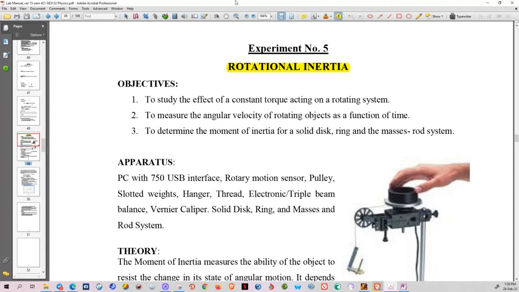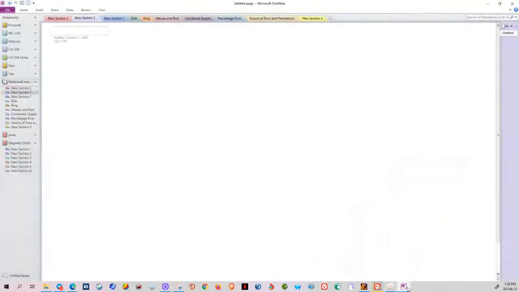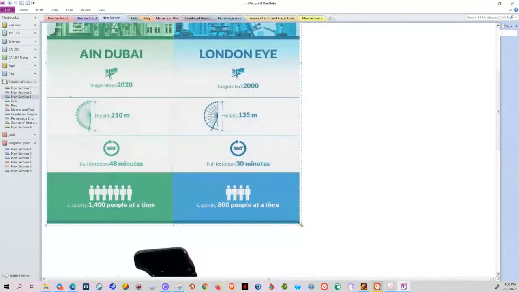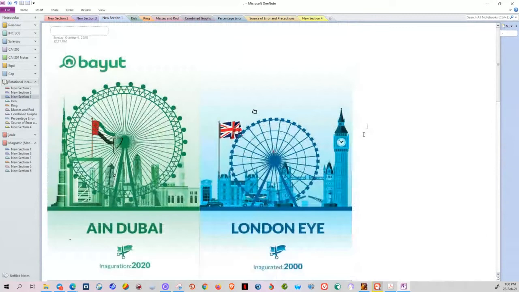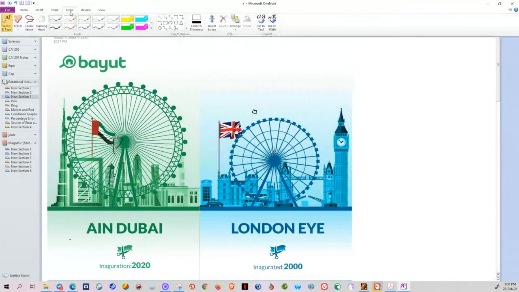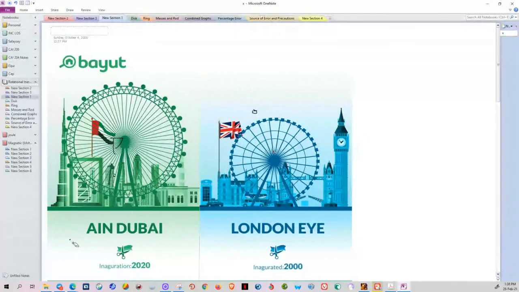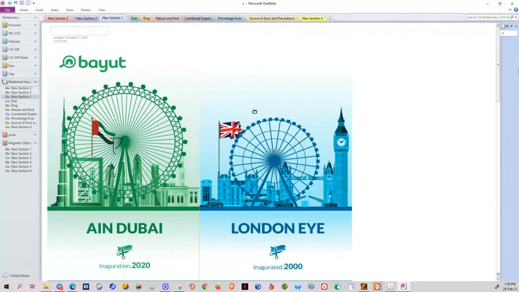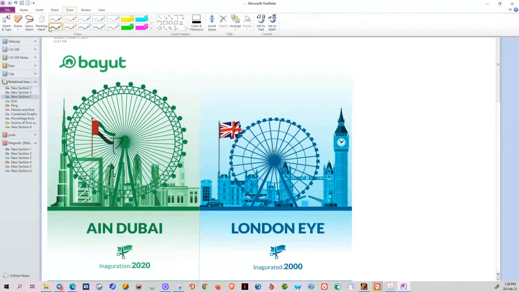For example, I have here an image of a Ferris wheel. This is a ride which you see in many countries. For example, in London, we have the London Eye. In Dubai, we have Ain Dubai, which is the same thing, which means Eye of Dubai. So these Ferris wheels have two major differences. Okay, let me clean up my drawing from my last class. What are the two differences of these Ferris wheels?